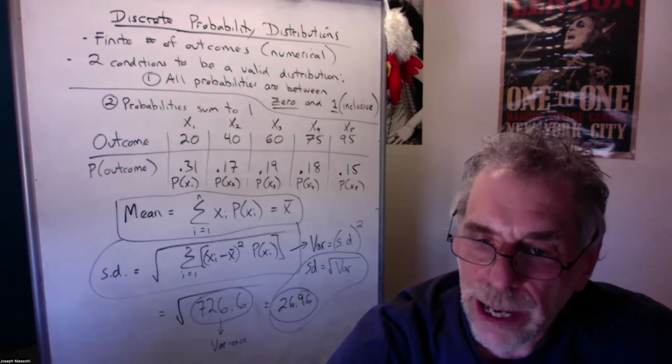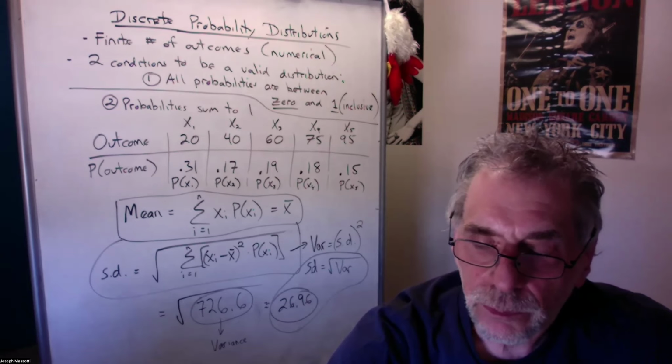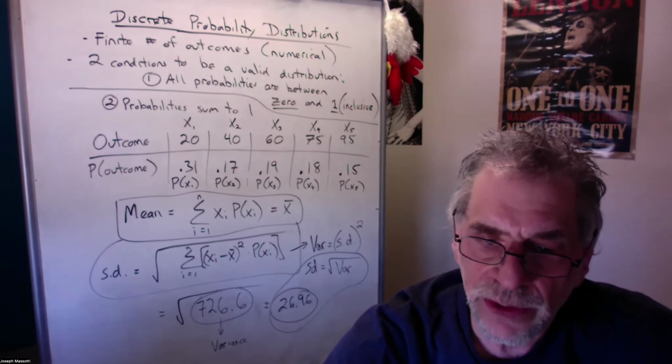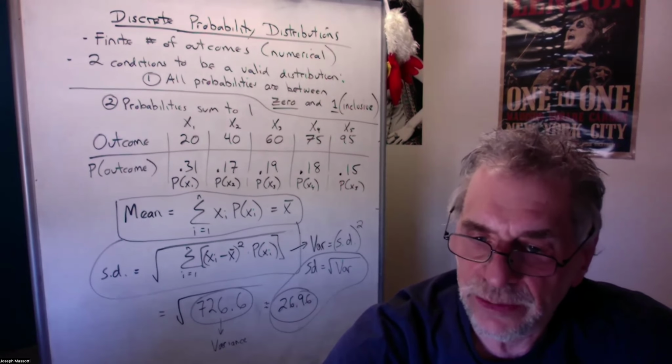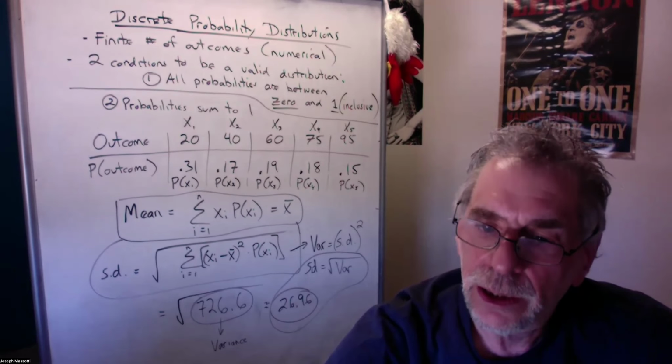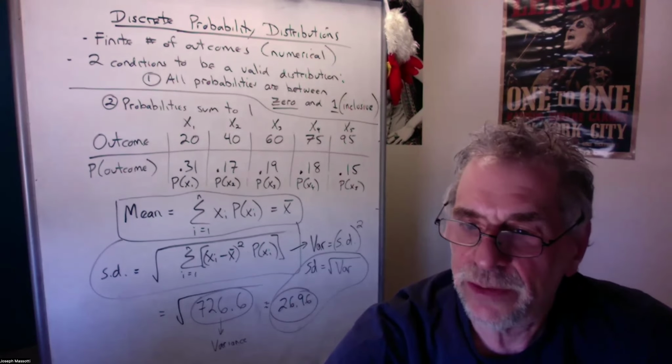And then if we take the square root of that number, right? Take the square root of the variance, we get the standard deviation. If you square the standard deviation, you get the variance. Square root of the variance is the standard deviation.